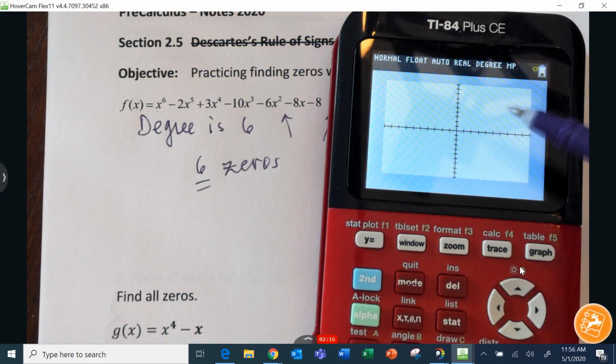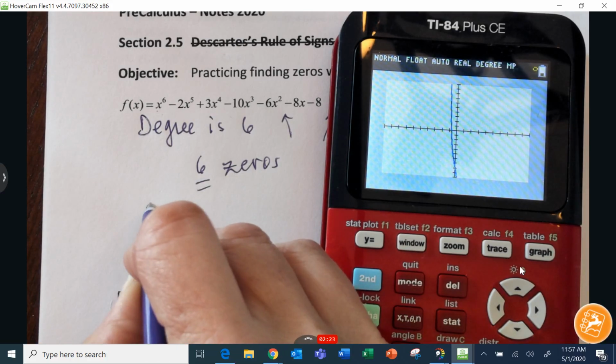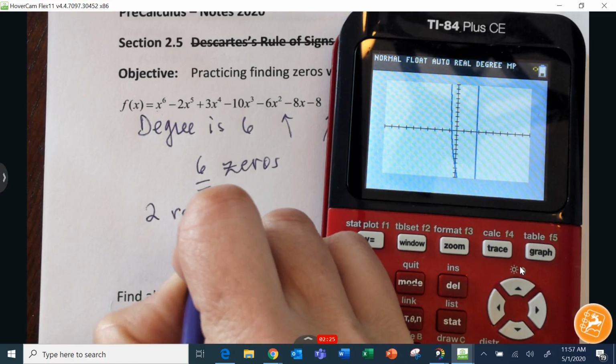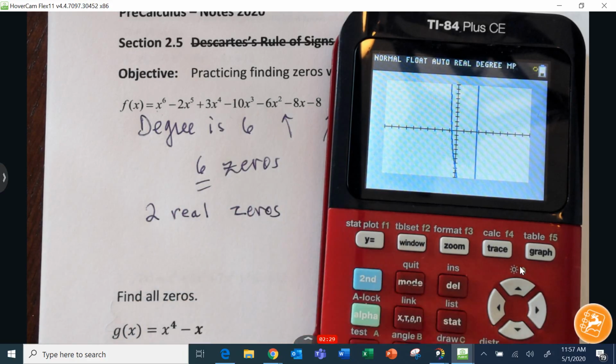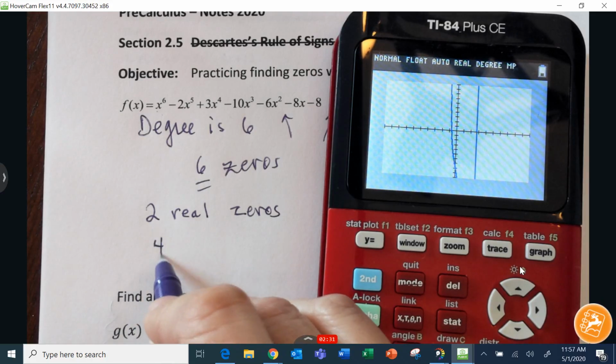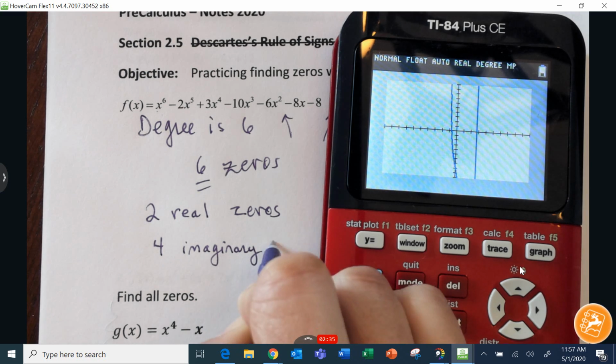When I look at this, there's only 2. Well, let's take it out. Good old time to graph, but there's only 2 real zeros. That means that there are 4 imaginary zeros.